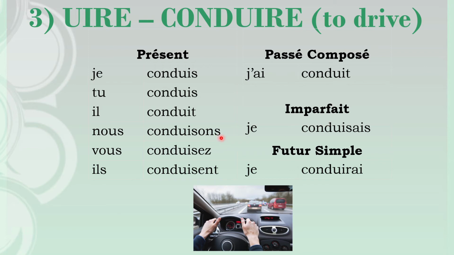Imparfait: you cancel ONS and then you add the endings. Je conduisais, tu conduisais, and so on. Simple future, this again is like a normal RE. You just have to cancel the last E and add the ending. Je conduirai, tu conduiras, il conduira, and so on.